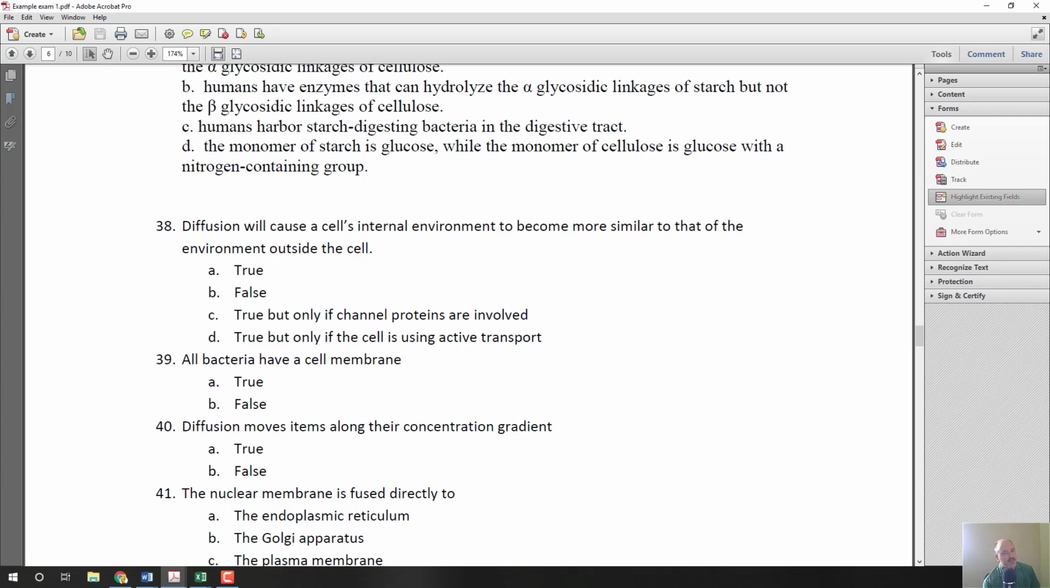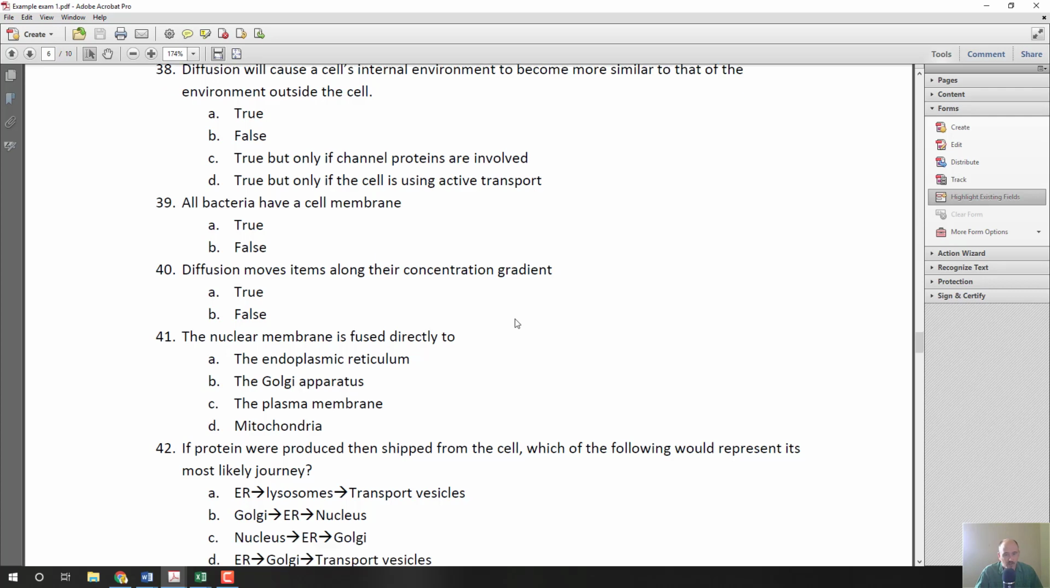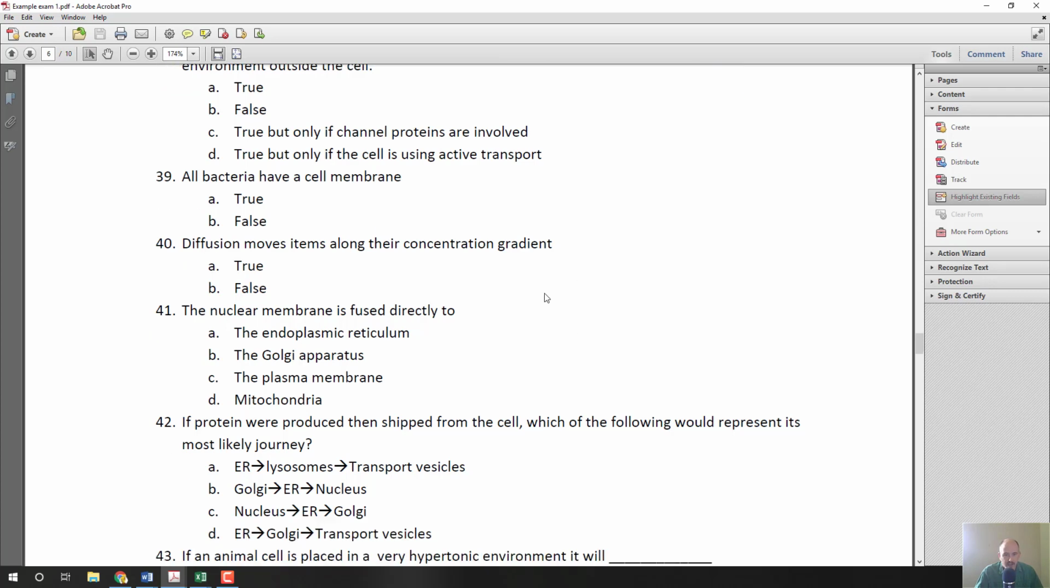We may not get to that one too much on our first exam, but it did show up on this first exam. Okay, 39. Bacteria have a cell membrane. Yes, that is true. They don't have internal organelles like we do, but they have a cell membrane. Number 40. Diffusion moves items along their concentration gradient. That's true. That'll probably be on our exam too.